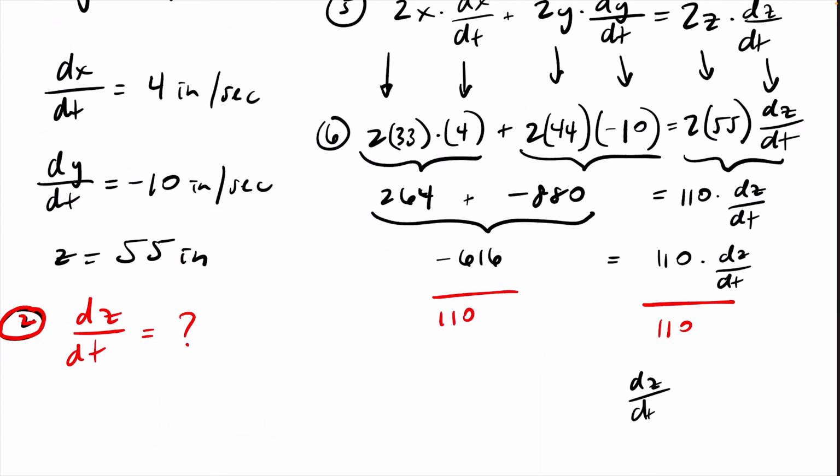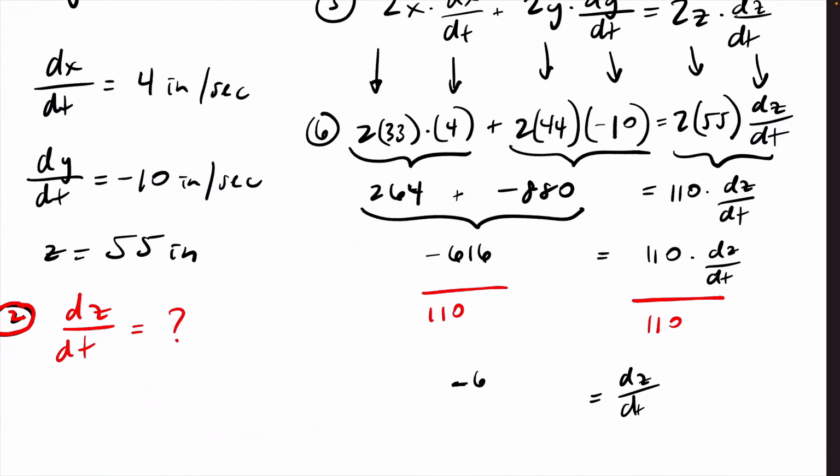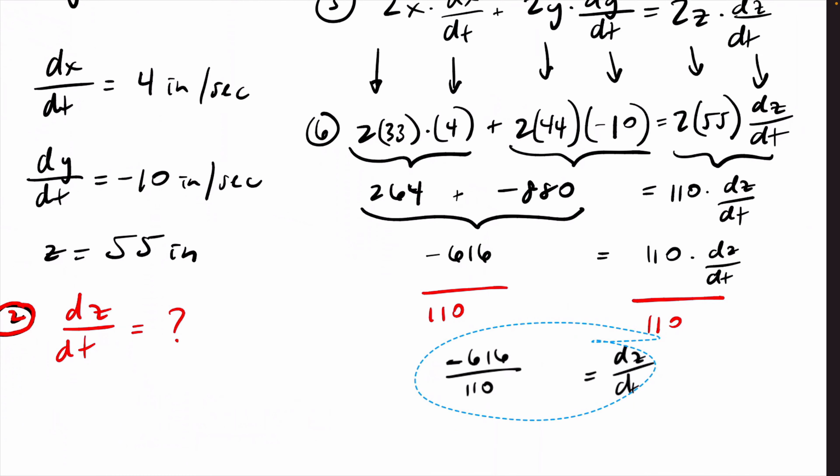dz over dt. So it's going to be negative 616 divided by 110. How many things can you reduce or divide? How much is 2 get rid of? I think only 2. So yeah, you can only divide it by 2. So it would be negative 308 over 55, which is the same thing as negative 5.6.